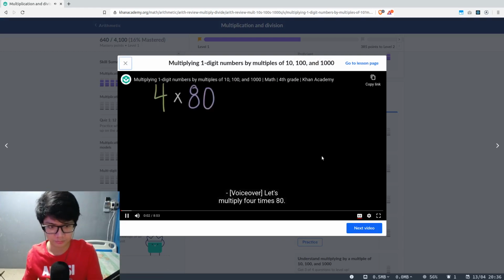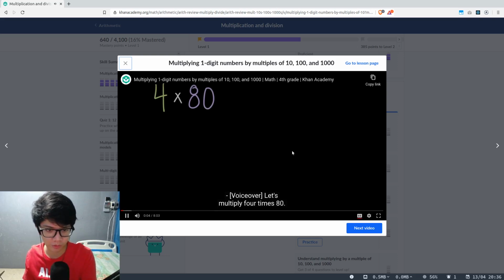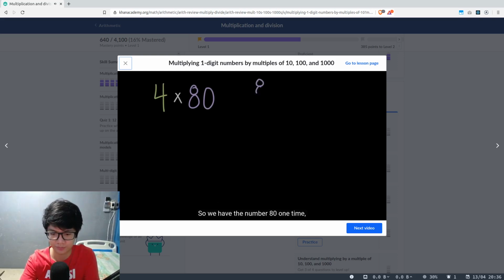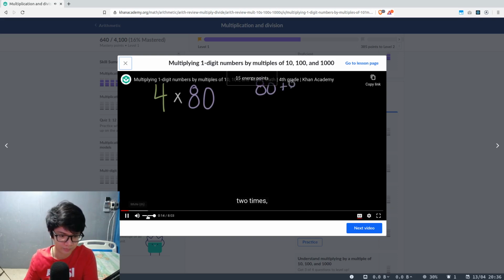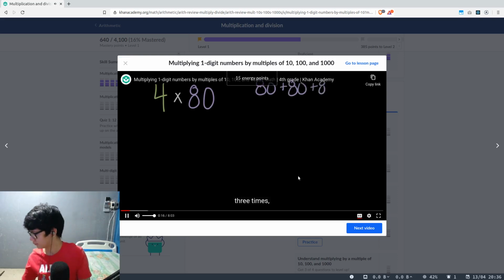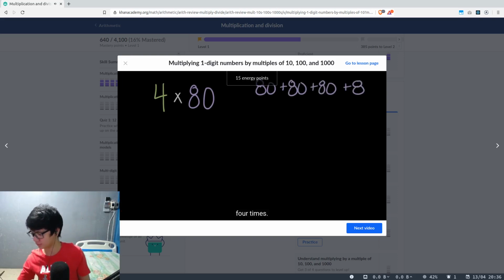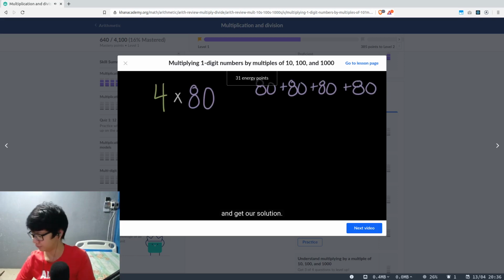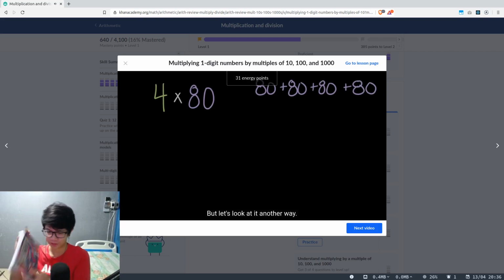Let's multiply 4 times 80. So we can look at this a few ways. One way is to say 4 times we have the number 80. So we have the number 80 one time, 2 times, 3 times, 4 times. 4 times we have the number 80. We could do this computation, add all of these, and get our solution. But let's look at it another way. Let's try to stick with multiplication.